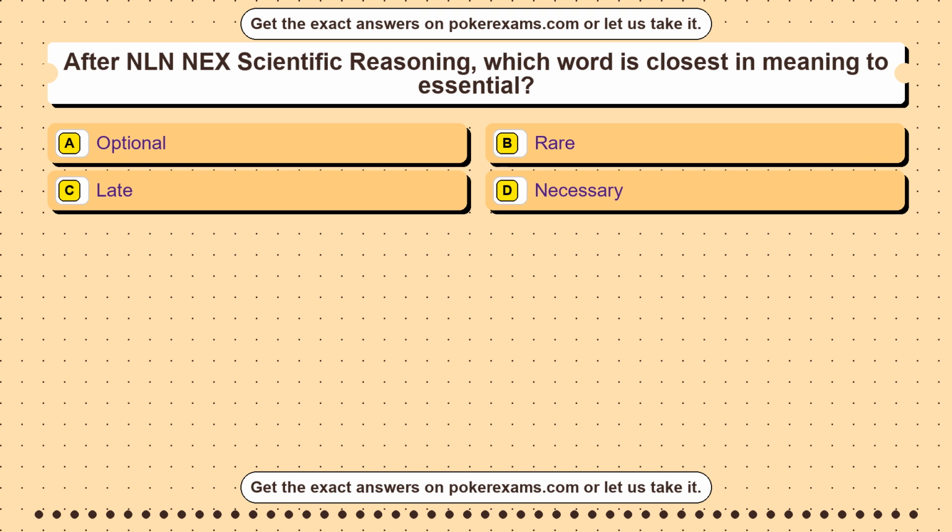Question 26. After the Get Science practice test, which document begins with "We the People"? Option A, Declaration of Independence. Option B, Bill of Rights only. Option C, Federalist Paper No. 10. Option D, U.S. Constitution.